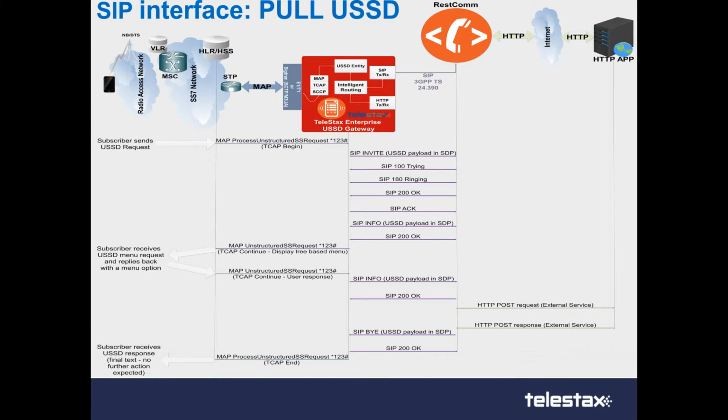On this slide, a signal call flow example of mobile originated USSD, or pull USSD, is detailed. Attached to a GSM-based legacy network, a user starts a USSD session by dialing a USSD shortcode like *123#.